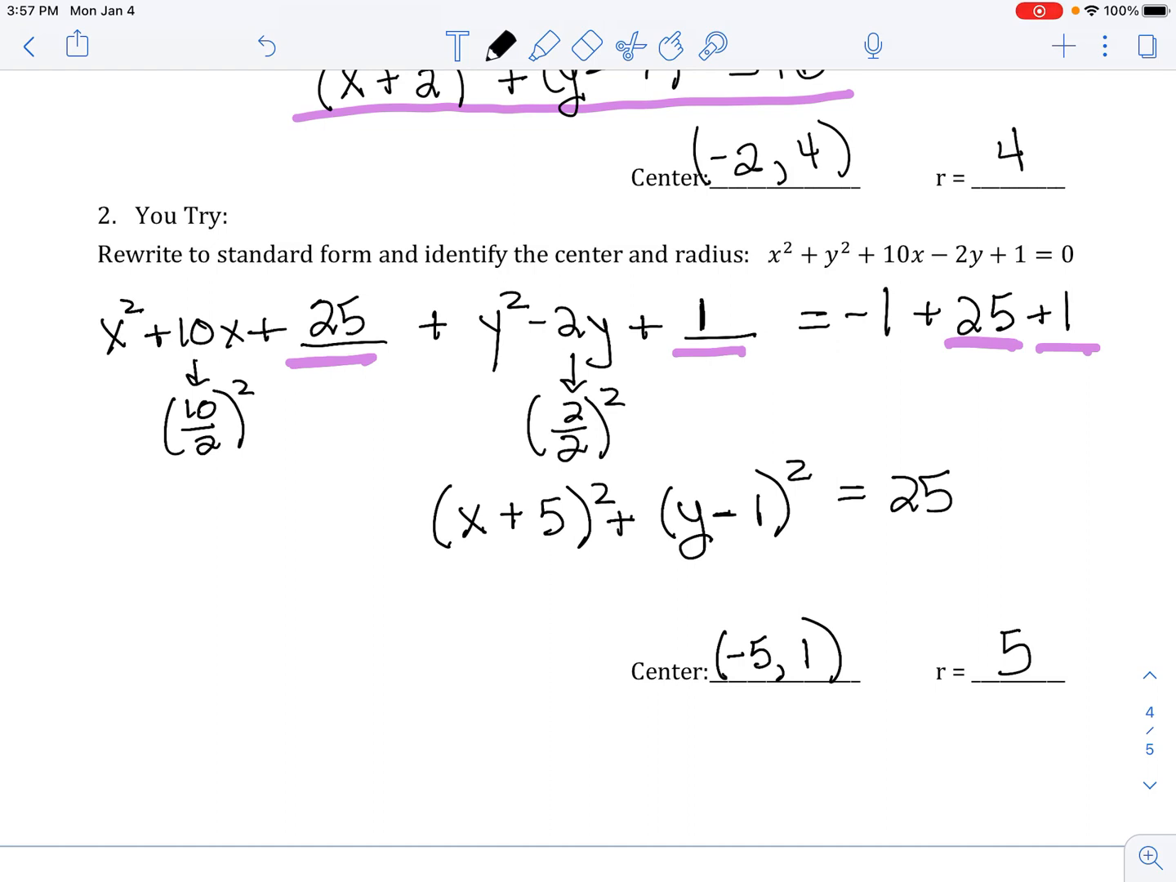So I'm going to pause for a minute, and I want you to write in the box, did you get any of it correct? And if so, what did you get? Did you get the center correct, the radius correct, or both?